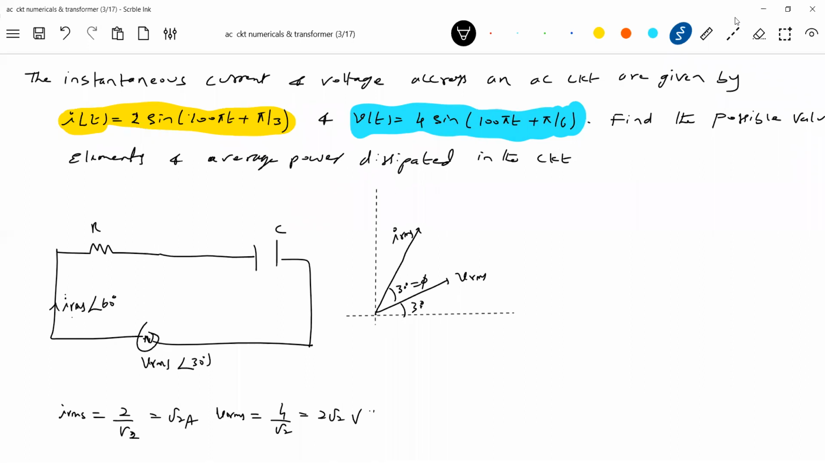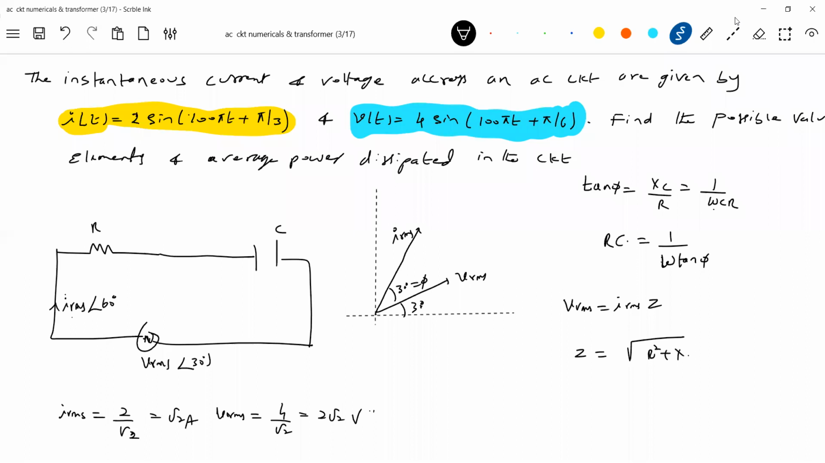Now let's come to it. We know the phase angle. So from phase angle, what can you write? Tan phi is equal to XC by R. We know omega, so we'll get the value of RC is equal to 1 by omega tan phi. This is one thing. Next, after this, we need one more equation. Then impedance, what is the impedance? VRMS equal to IRMS into Z. And further, Z is equal to root of R square plus XC square.